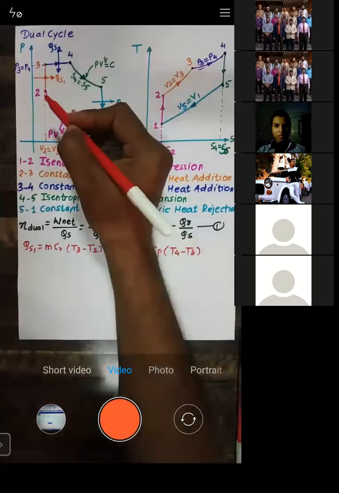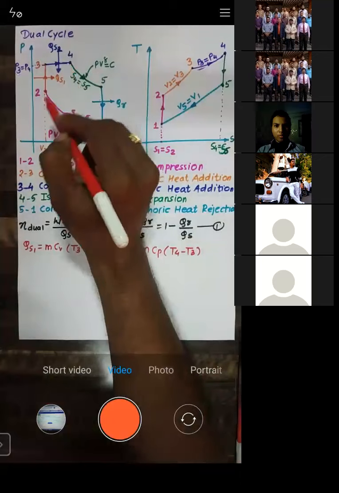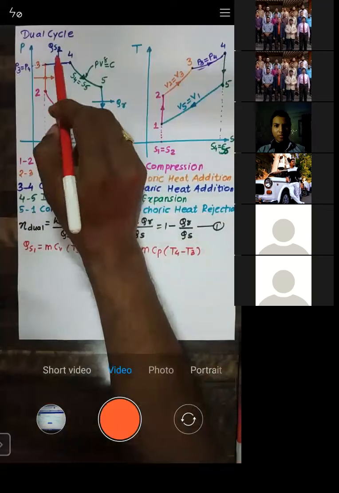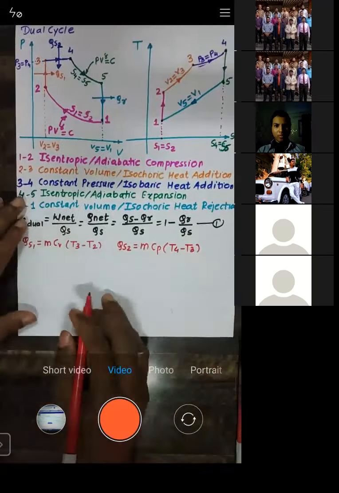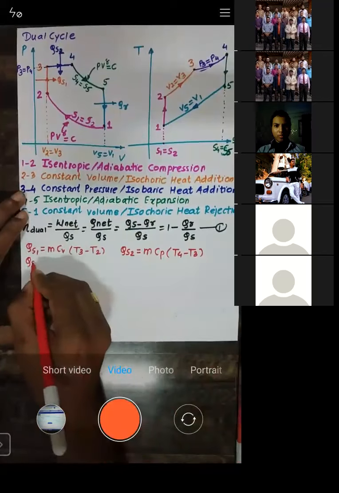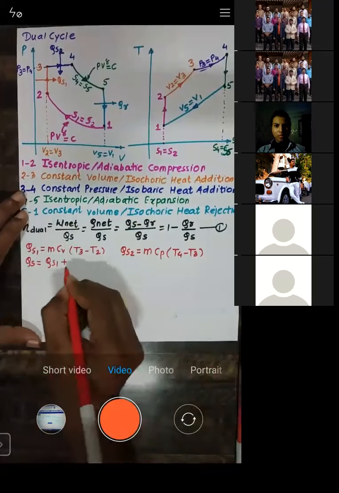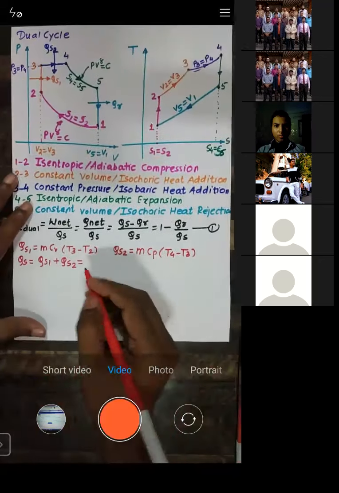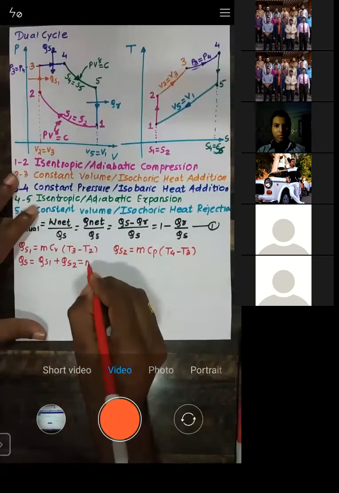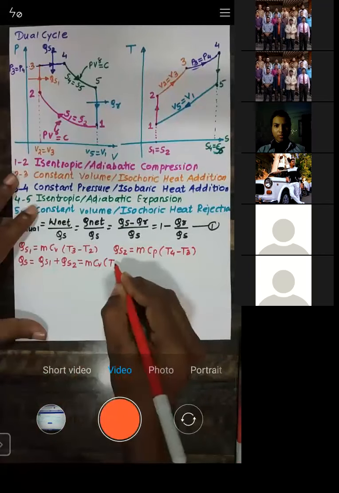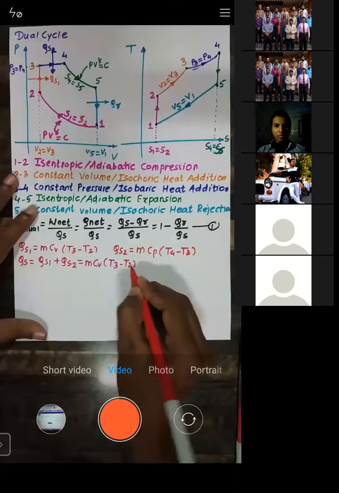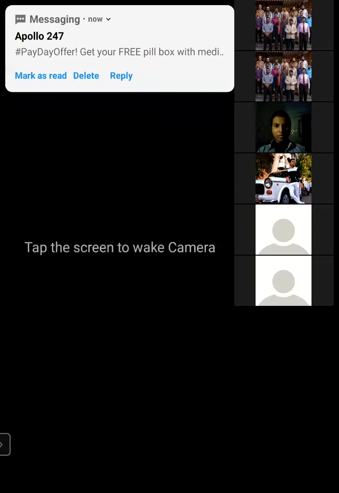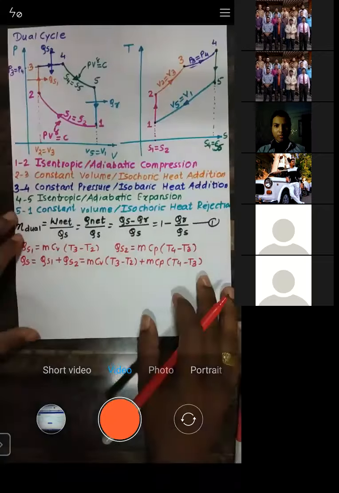Heat is supplied in this cycle during two processes: during 2 to 3, which we call QS1, and during 3 to 4, which we call QS2. When I add these two, QS1 plus QS2, they give me the total amount of heat added during this cycle. So I will add M CV (T3 minus T2) and M CP (T4 minus T3). This is the total amount of heat supplied.